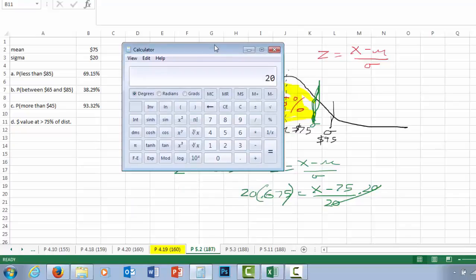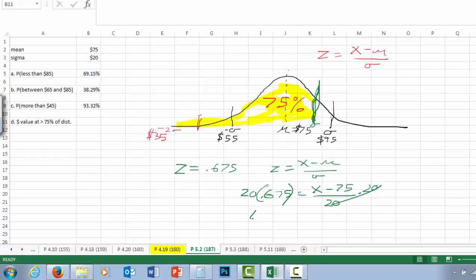20 times 0.675 is 13.5. So I got 13.5 equals x minus 75. Now let's just add 75 to both sides to isolate x. And I've got 88.5 equals x. And this is dollars. So I know my answer here by doing it the old-fashioned way.